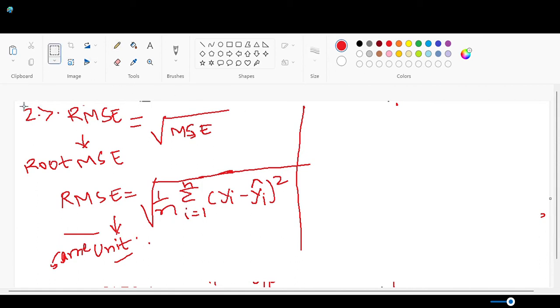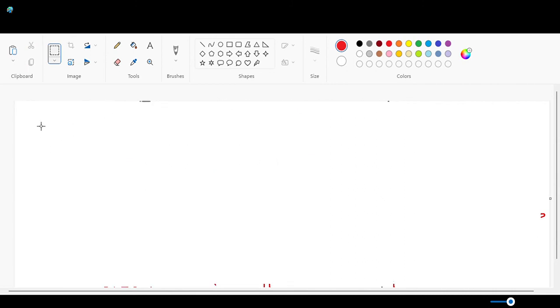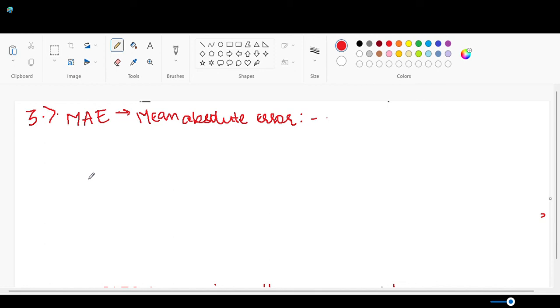So now let's clear this area. The third evaluation metric which we are going to see now is we call it mean absolute error. ये mean absolute error क्या है कि basically we take the difference between the actual and predicted, and we take the absolute value of that difference, and then we take the mean of that. This is mean absolute error. This is very simple.